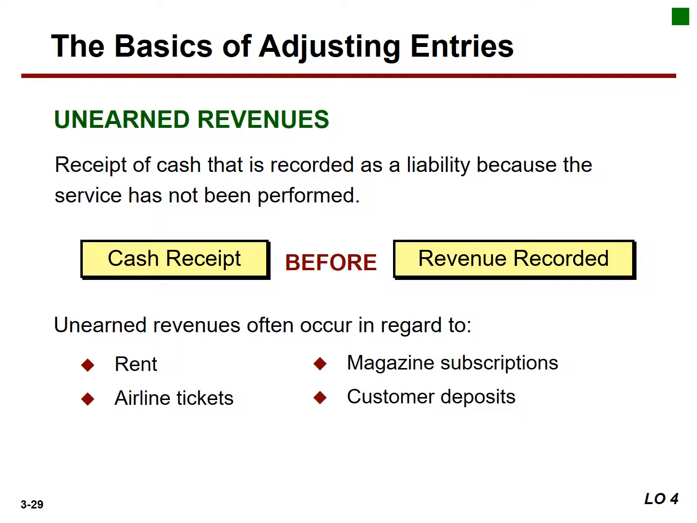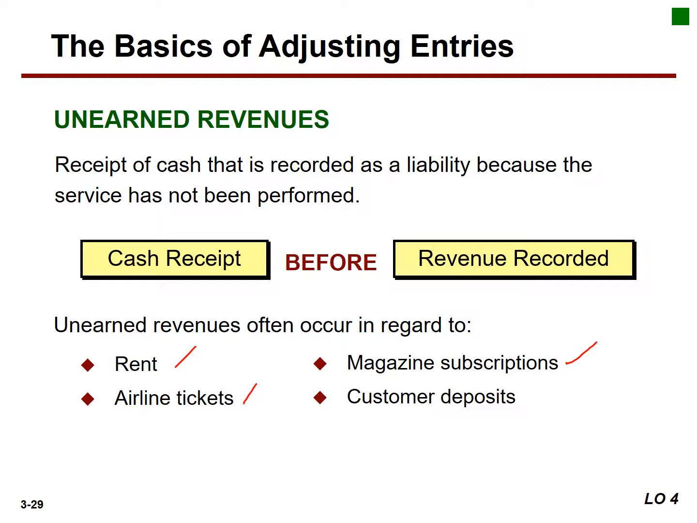There's some different examples of what could be unearned revenue. Someone pays us rent in advance. Airline tickets paid in advance. Magazine subscriptions are a good example. We buy a subscription to a magazine, a 12-month subscription, and it's a monthly magazine. We pay the magazine publisher an amount in advance for 1 year's worth of magazines.